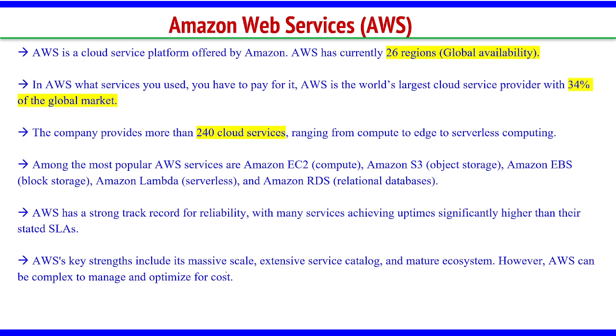The key strength of AWS is massive scale. It can expand like anything. You want 100 TB, 1000 TB, you want to store 1 lakh TB, you want to store 1 crore TB of data, they will provide it, right? And an extensive service catalog. Among these three, AWS, Azure and GCP, AWS has the most services, right? The only challenging thing is it is more complex to manage and optimize for cost. Some services are very cheap, some are very costly. That's the only problem with AWS.